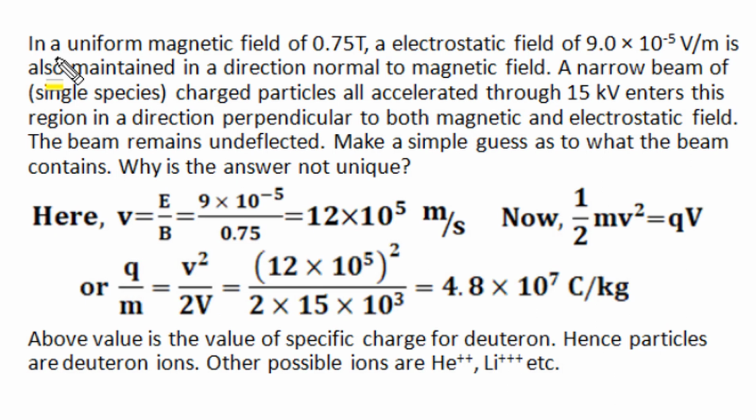In this numerical, it is given that in a uniform magnetic field of 0.75 Tesla, a simultaneous electrostatic field of uniform strength 9 into 10 to the power minus 5 volt per meter is also maintained, and the direction of electric field is normal to the direction of magnetic field, and a narrow beam of single species, that means all particles are identical in nature, are accelerated through 15 kV, and after that accelerating potential effect, they enter this region perpendicular to both magnetic and electric field. Now this beam remains undeflected.